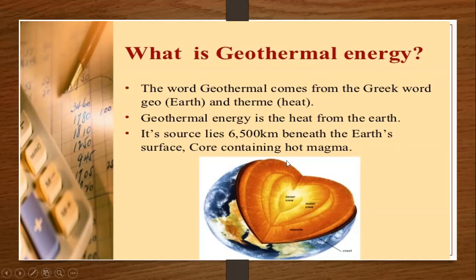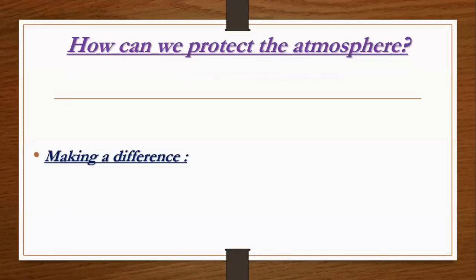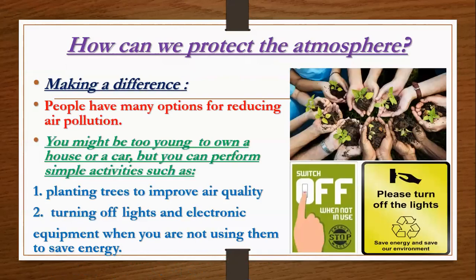They can go through what? They can go through the crust and dig some wells to use this heat for various purposes. Also, they can use the heat from the inner core for generating electricity instead of burning fossil fuels. What else? You can make a difference. Humans can make a difference. How? They can go through these steps.